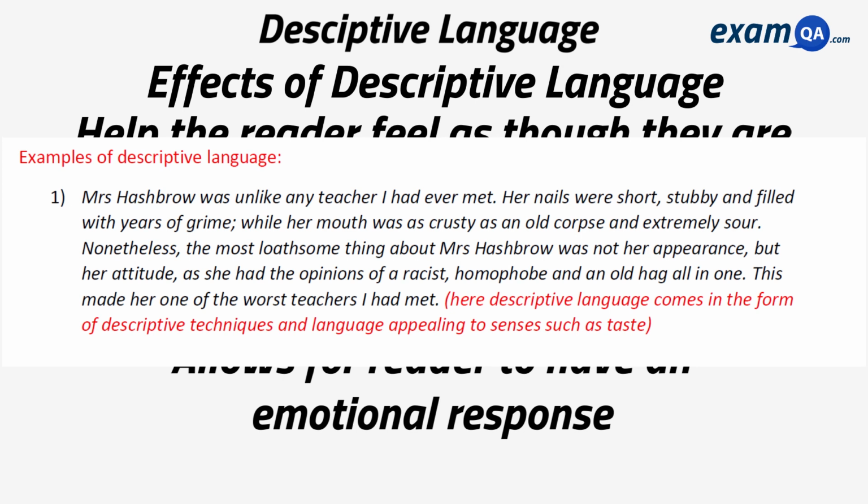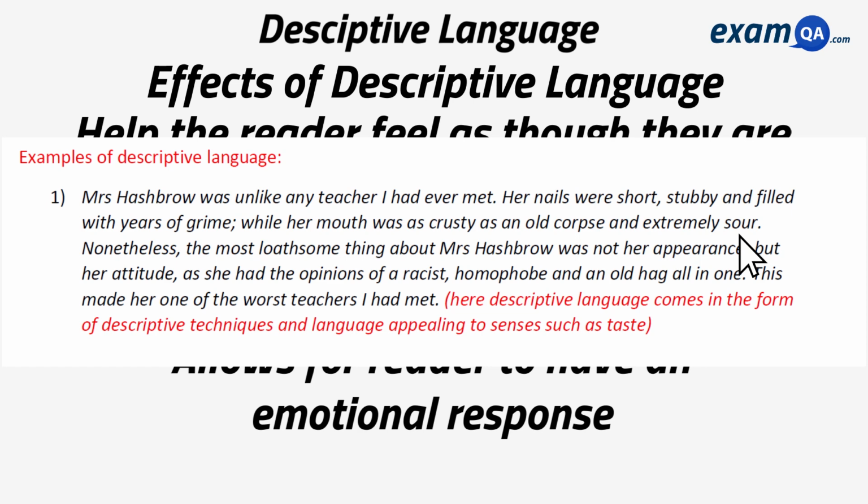Here we can see, in the example I just read, that descriptive language is being used. We see that descriptive language comes in the form of descriptive techniques and language appealing to senses such as taste, because in this descriptive paragraph that I've just talked about, senses were being used when we were talking about how her mouth was. Her mouth was sour. This helped us imagine what the character would be like.